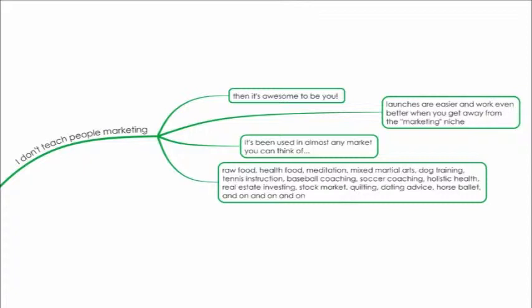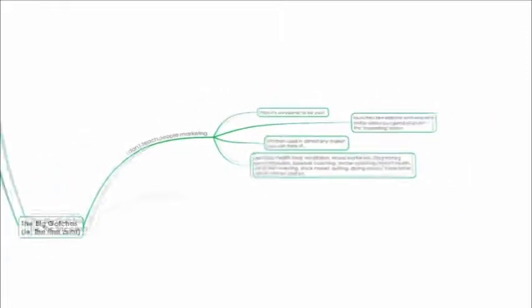Real estate investing, stock market, quilting, dating advice, horse ballet, cake decorating. And it goes on, I could literally list 100 or 200 or 300 different niches here. And frankly, one of my hobbies is sort of collecting this list. But I've only got so much time and so much room here. I love that horse ballet niche. It's awesome. Jane Savoy's just absolutely crushed it in that market.